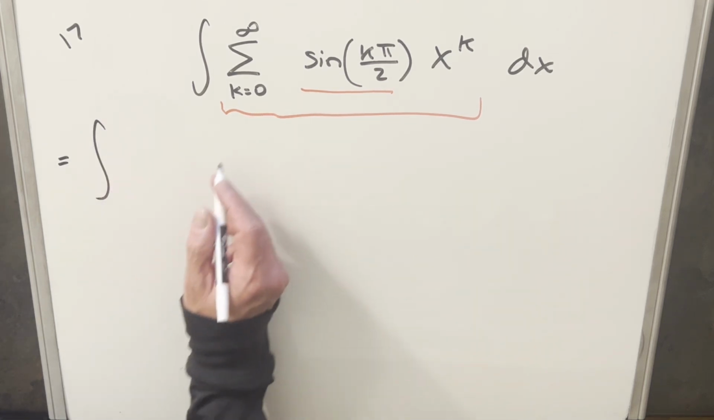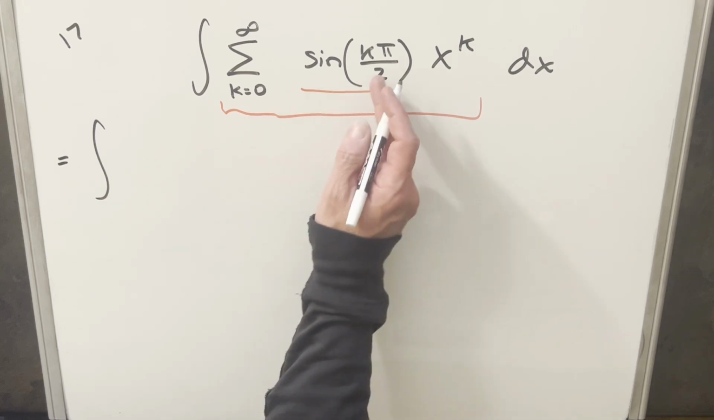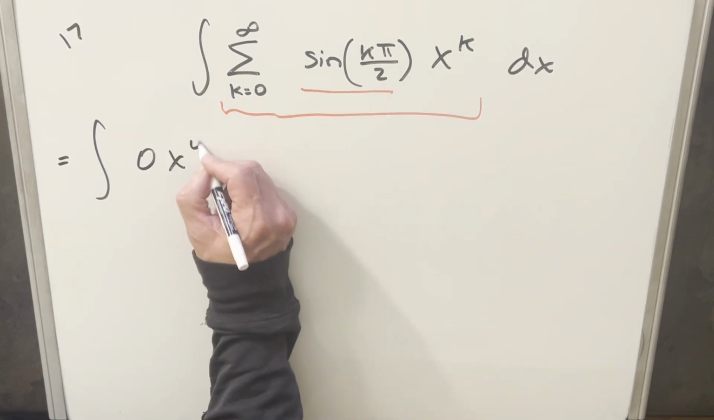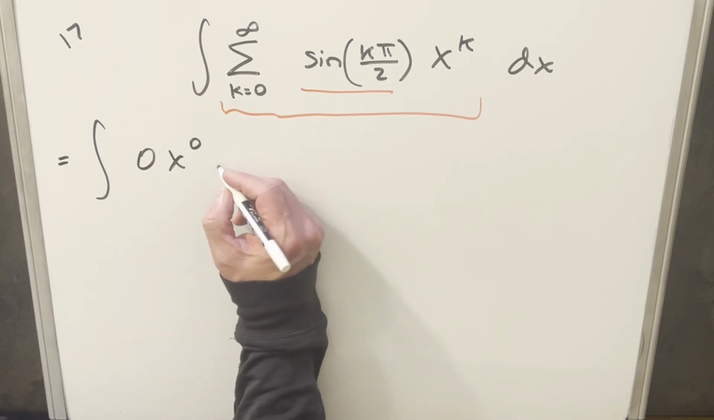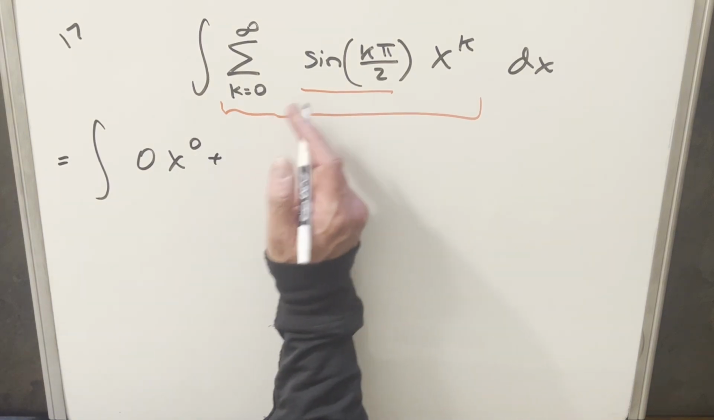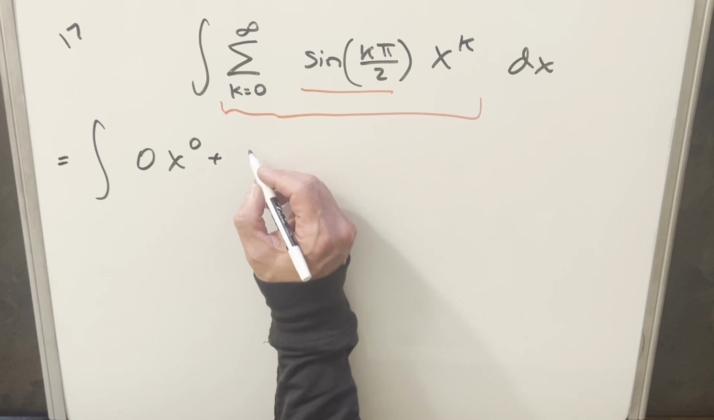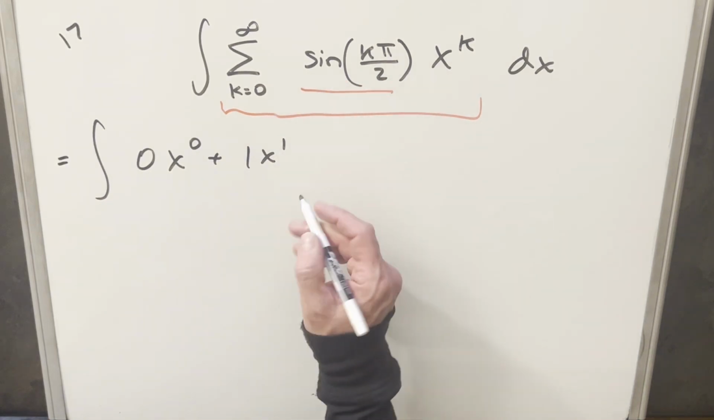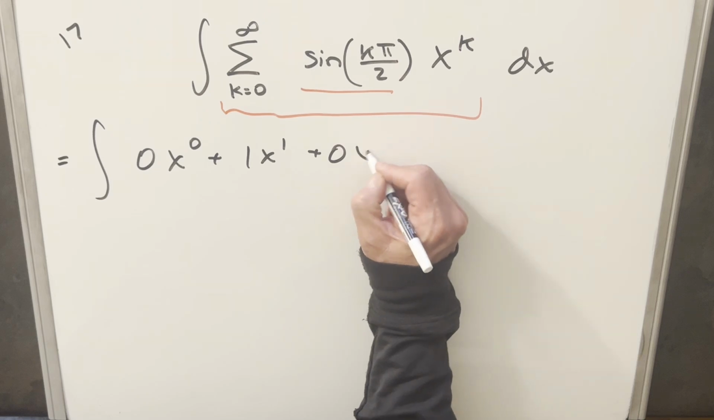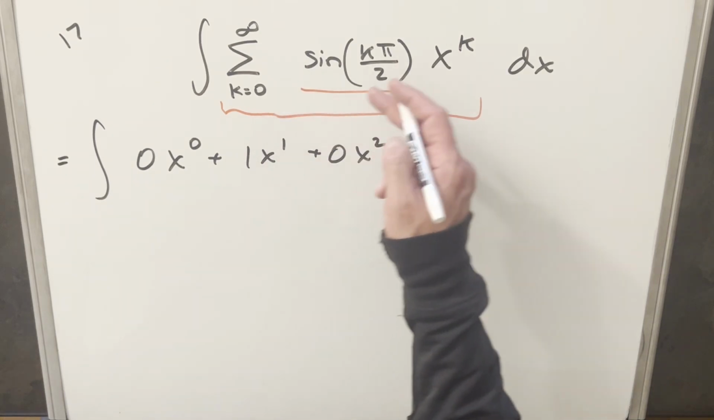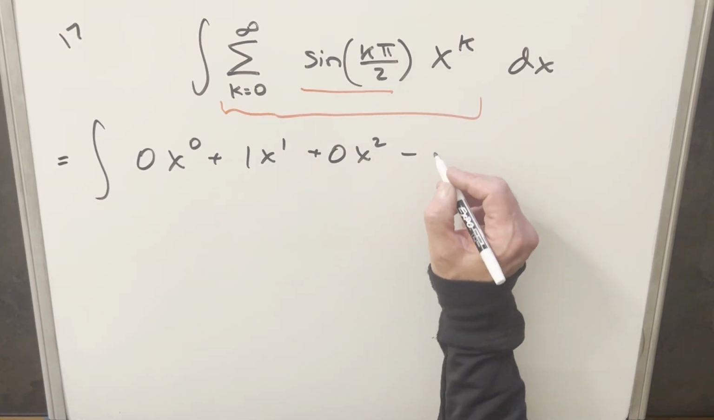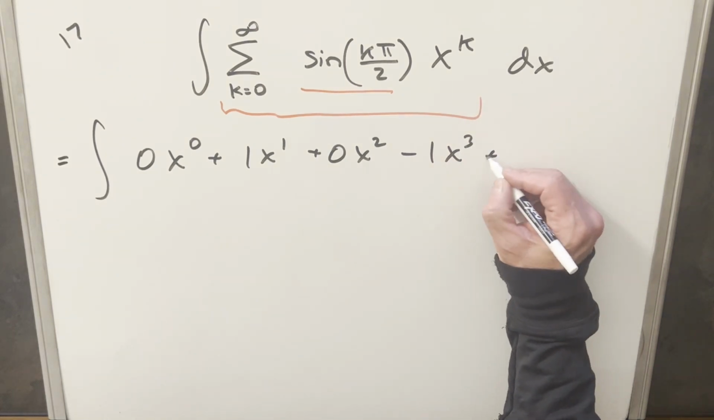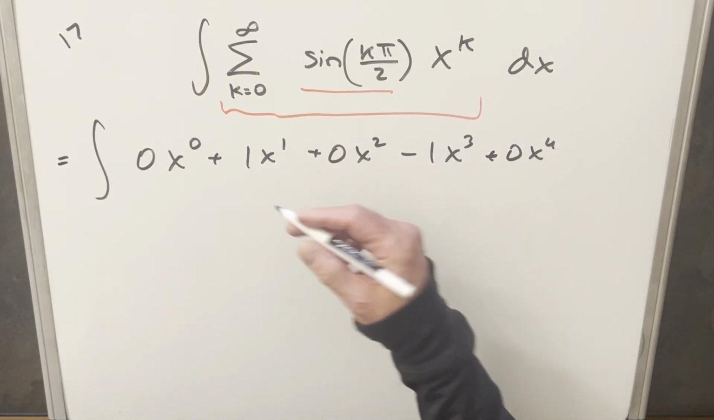So we're going to have our integral around this whole thing. When k is 0, we have sine at 0, so that's just 0 times x to the 0, which of course is 0. Then when k equals 1, we have sine at pi over 2, so that's 1 times x to the 1. When k is 2, we have sine at pi, so that's 0 times x squared. When k is 3, sine at 3 pi over 2 is minus 1, and this becomes x cubed. This pattern is just going to continue on and on forever to infinity.